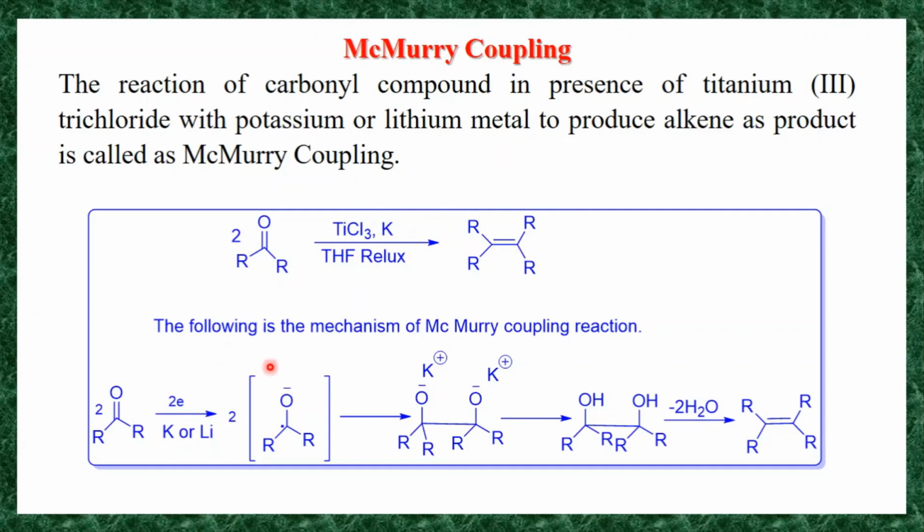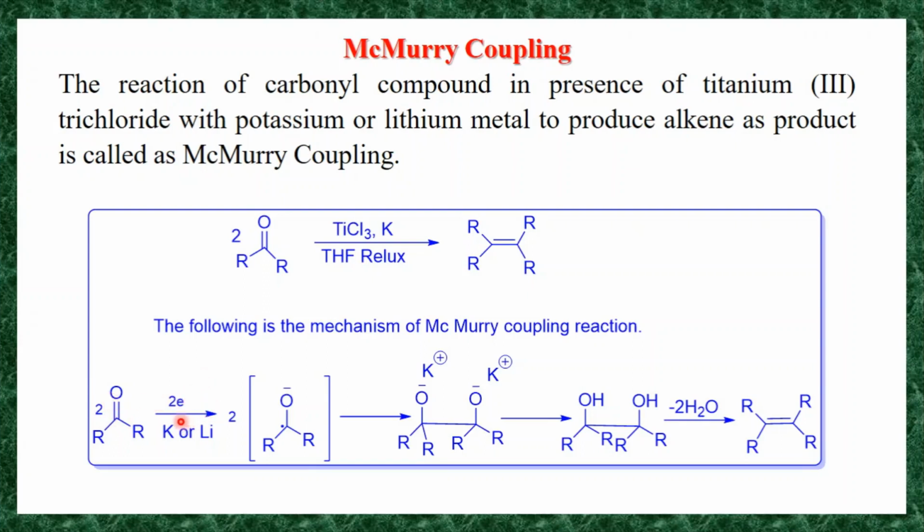Then the following is the general mechanism of the McMurry coupling reaction. So this is your ketone, on reaction with potassium or lithium metal, or 2 electrons. You can write here potassium or lithium metal. You are using 2 molecules of this carbonyl compound, so it reduces both the molecules, and it requires 2 electrons for reduction, that's why we are writing 2 electrons.